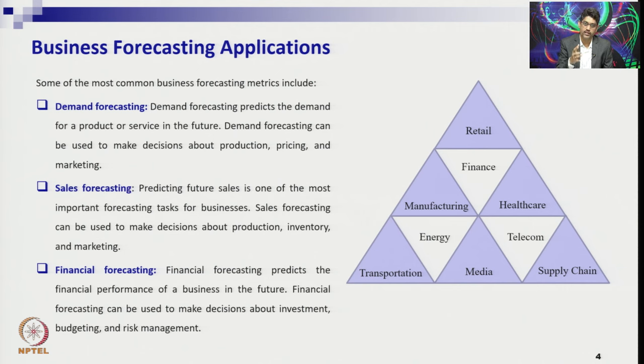Now, the application areas. Here I have listed a couple of areas: retail, finance, manufacturing, healthcare, energy, telecom, supply chain, transportation, media. Everywhere you need forecasting. In fact, whatever business domain you go to, or industrial engineering aspects you analyze, you need forecasting first. This is one of the most important aspects of business planning and decision-making strategies.